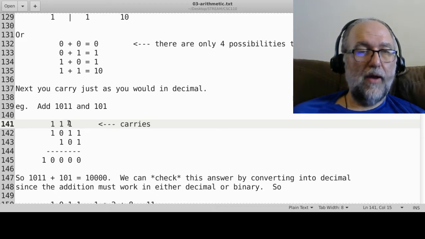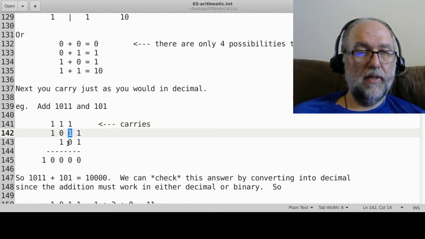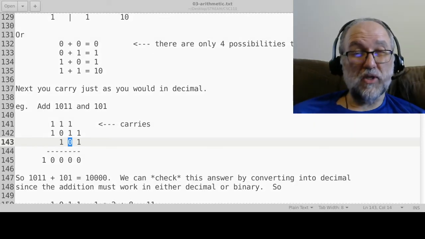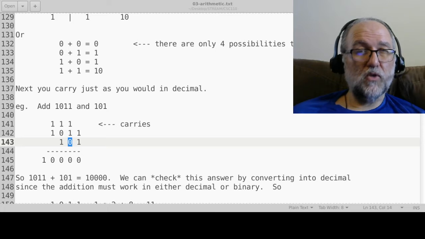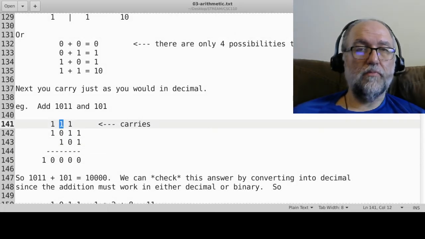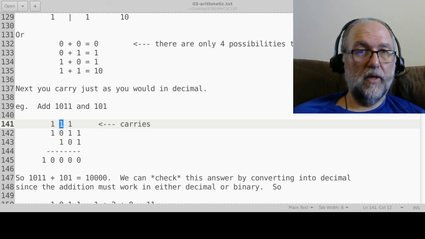All right, now what? Now I've got 1 plus 1 plus 0. Well, the 0 doesn't add anything, so it's like 1 plus 1 again. Okay, and 1 plus 1 is 0, carry 1.